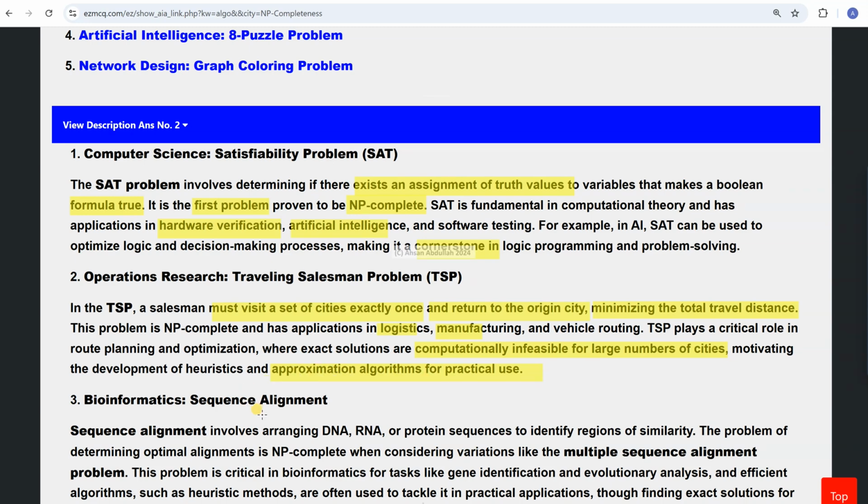Then in bioinformatics, sequence alignment means arranging DNA sequences, ATCG, or protein sequences, to identify the regions of similarity, because the objective is that these sequences or subsequences occur in different DNA. So how do you align them such that they match and overlap? This is again an NP complete problem, even for variations like the multiple sequence alignment problem. This problem is very critical in bioinformatics for gene identification and evolutionary analysis, and efficient algorithms are required. But since it's an NP complete problem, we use heuristic methods, and instead of finding the exact solutions, we are happy with solutions which are practical.